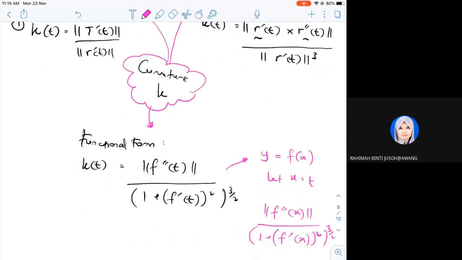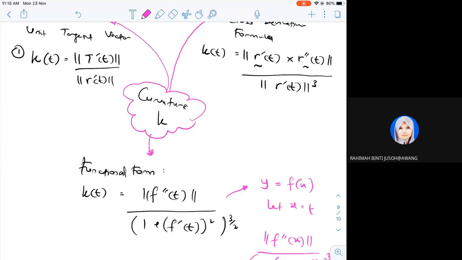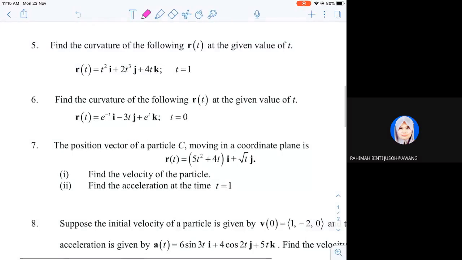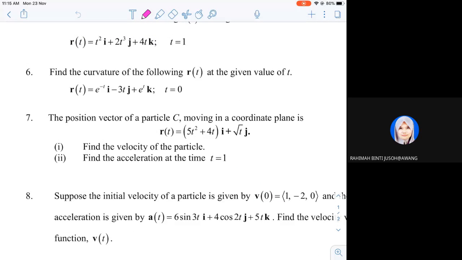So curvature means kelengkungan. How bent is your curve? That's the definition. How bent is your curve? Sejauh mana lengkungnya kelengkungan awak tu? Itu maksud dia. Alright, so let's take a look at this revision question. Mana soalan curvature? Ni.